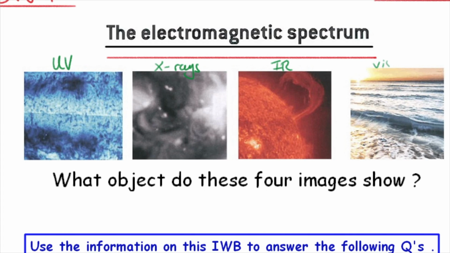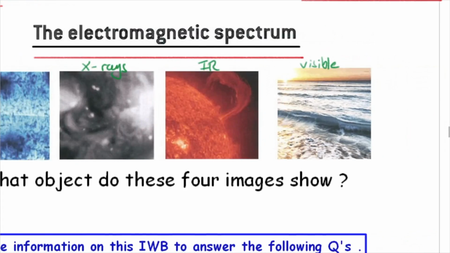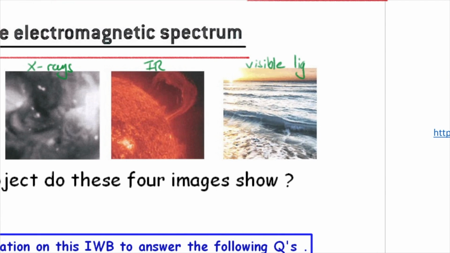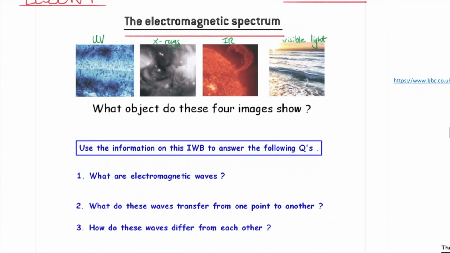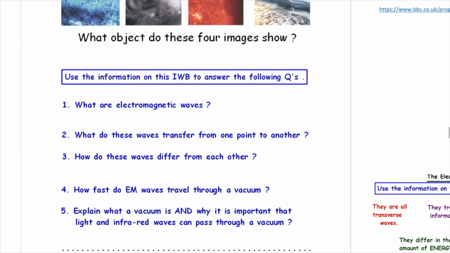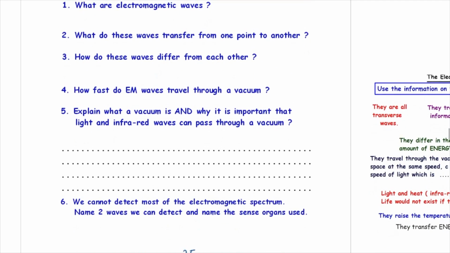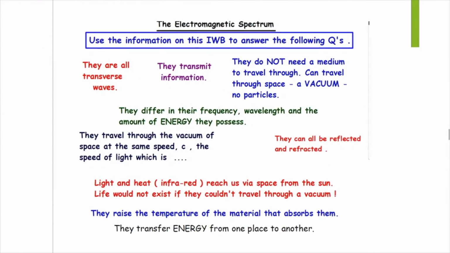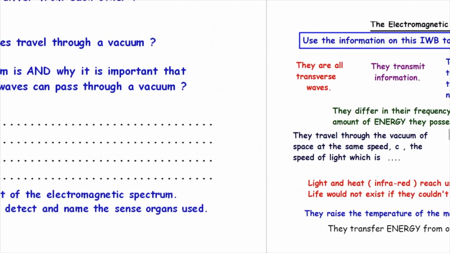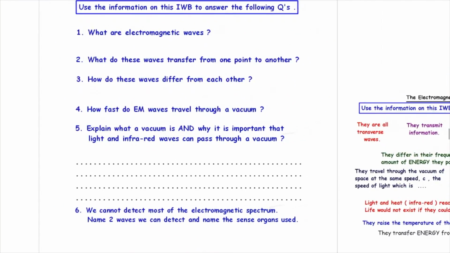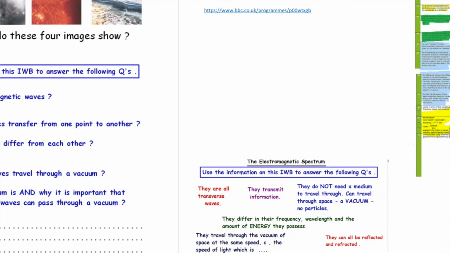Now there's 7 different parts of the electromagnetic spectrum, and you're going to use information to answer those 6 questions in a moment. What I'm going to do is hold that up on the screen, and you're going to use that information to answer those questions. So before we do that, we're going to quickly look at the video. Once we've looked at the video, you're going to answer those 6 questions.